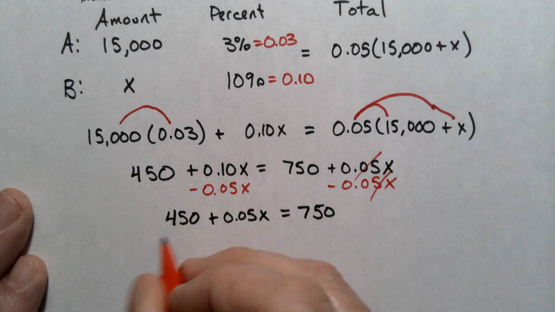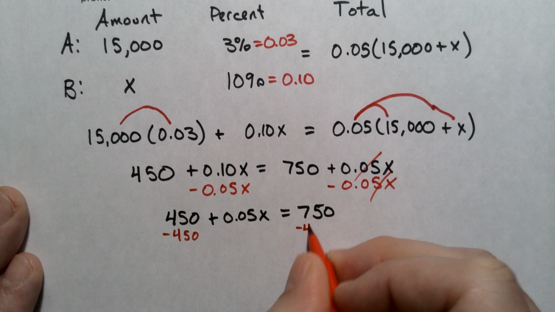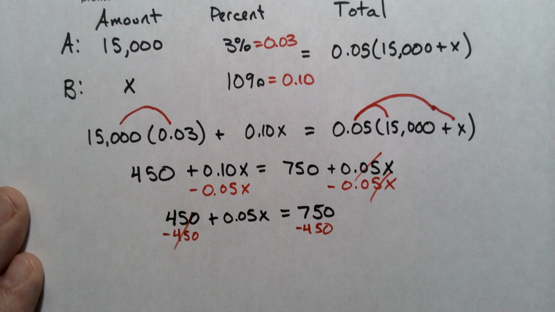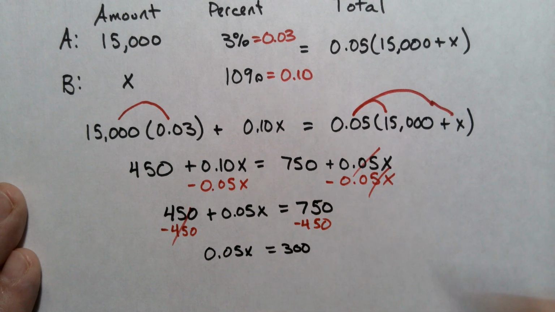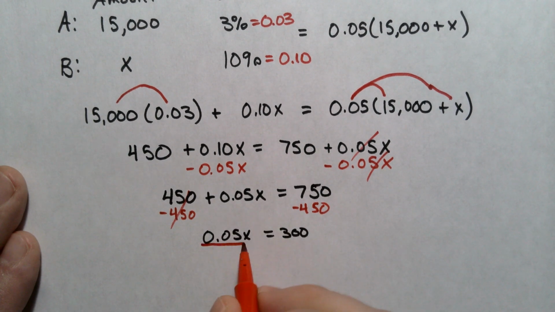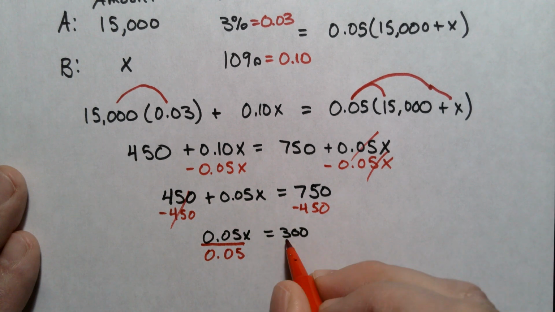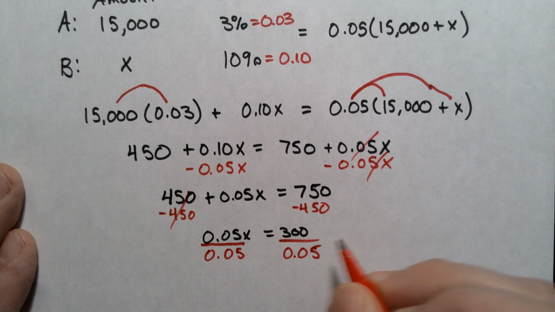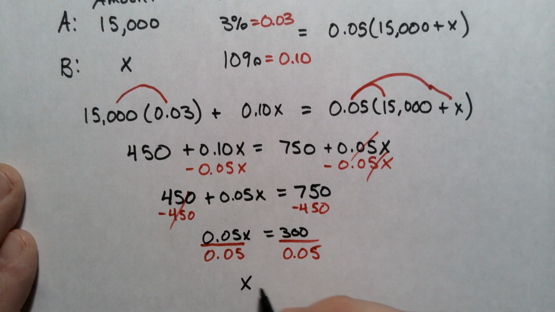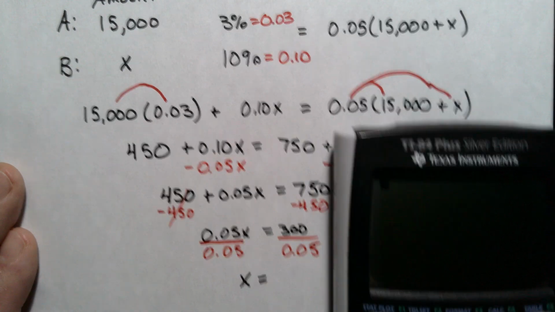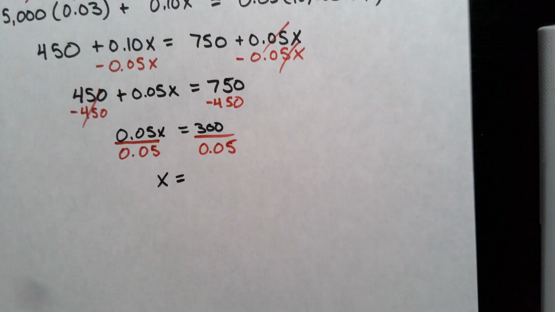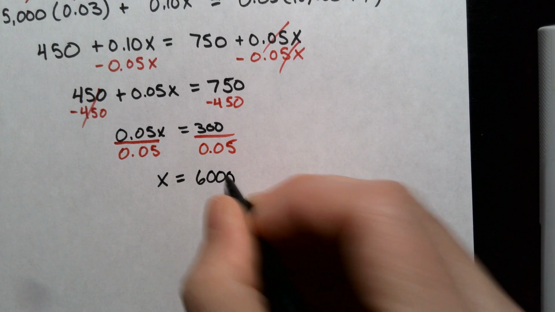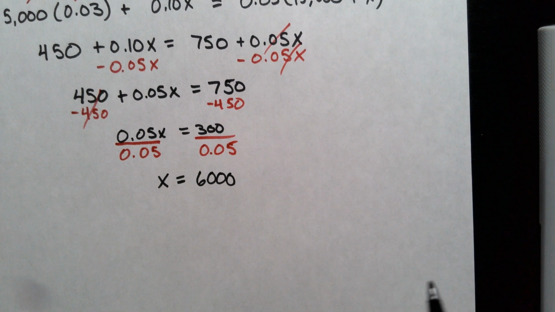Now, if I subtract the 450 from both sides, then I get 0.05x is equal to 300. My last step is to divide both sides by 0.05. Okay, let me put it in my calculator and see what I get as an answer. Okay, here's the calculator. 300 divided by 0.05. And I get 6,000. So $6,000 is how much she invested in Fund B.